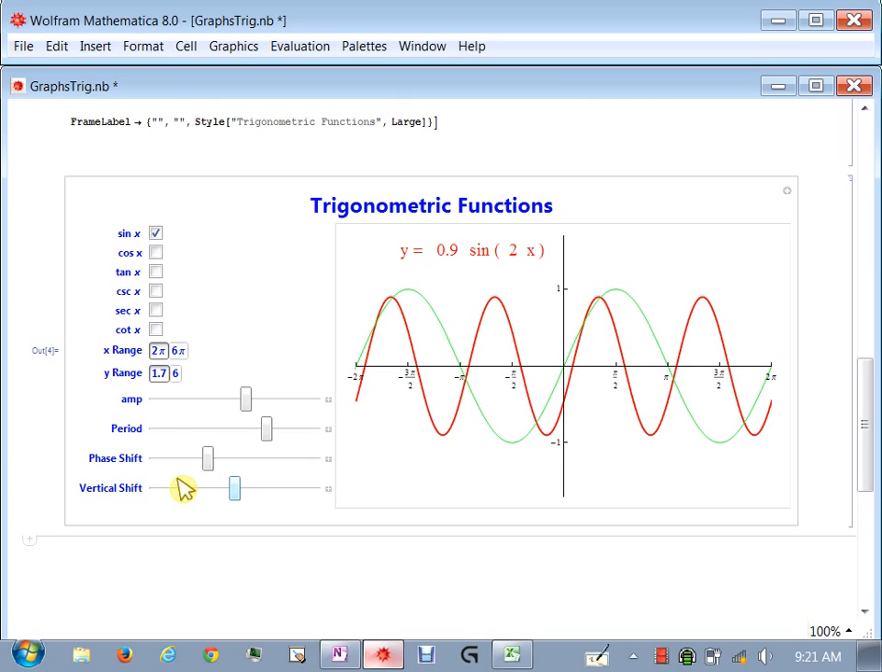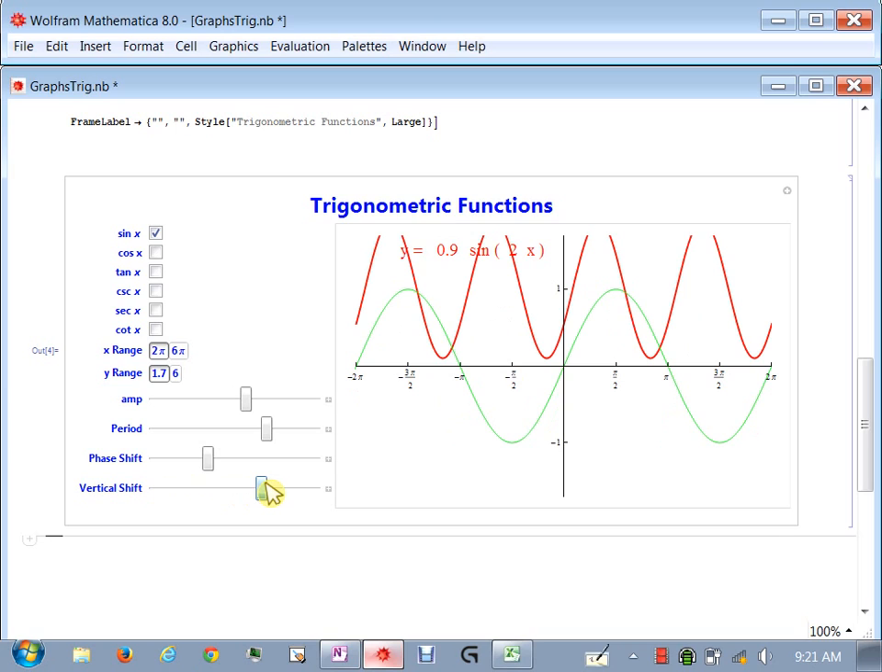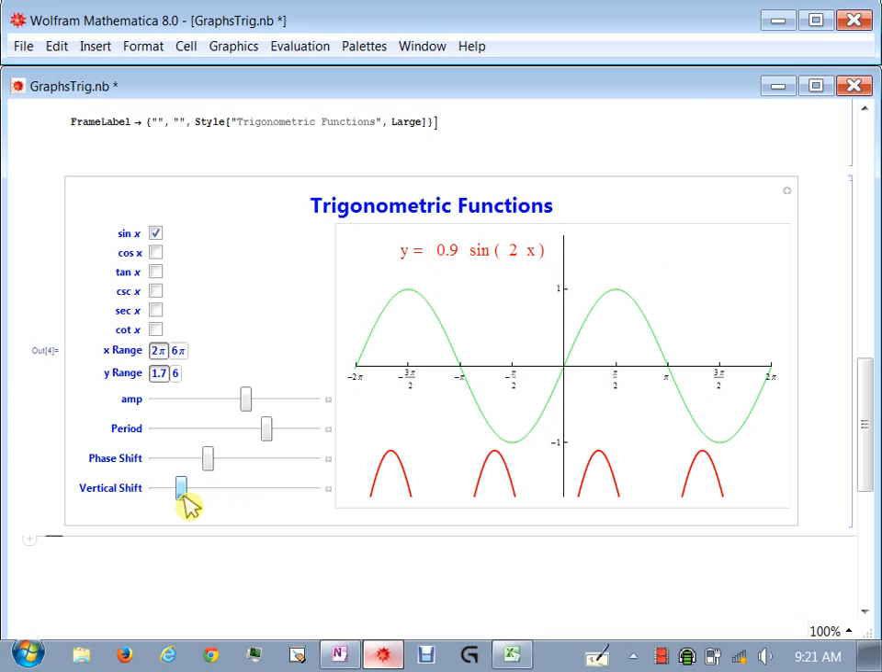Y'all remember that? Yeah. And then what about to make it go up and down? There you added a number on the outside of the function, and that works the way you think. Look, if I take a number and I add it, watch what happens. I move the whole graph up, or if I subtract a number, it comes down.